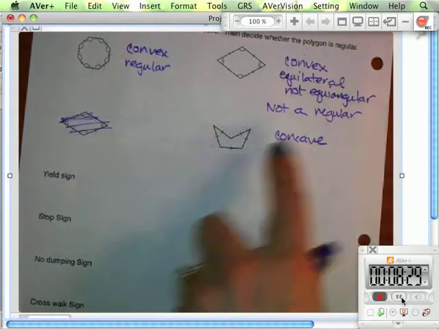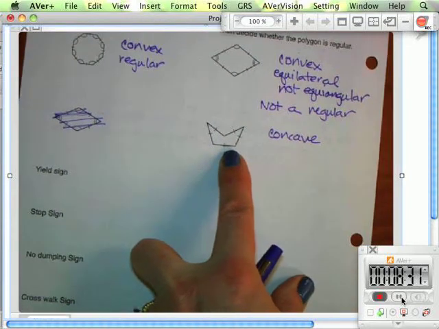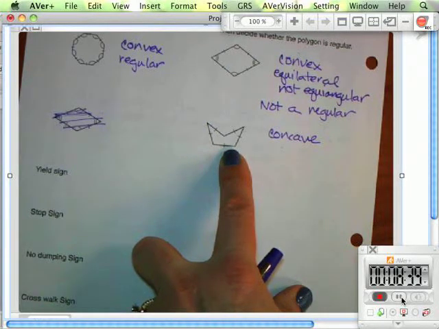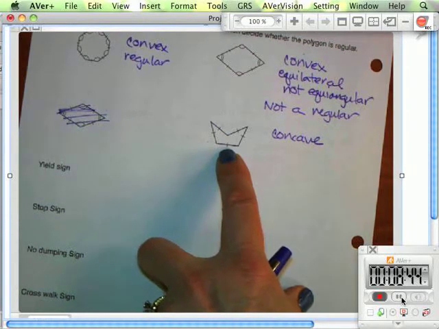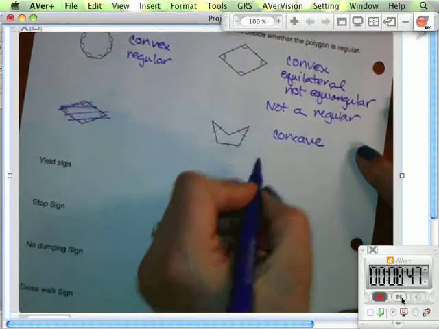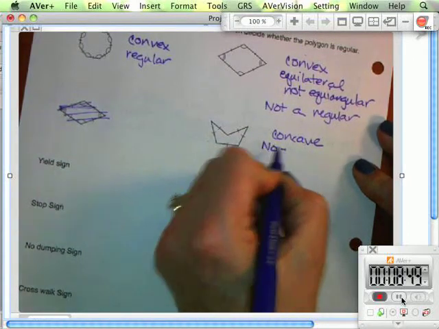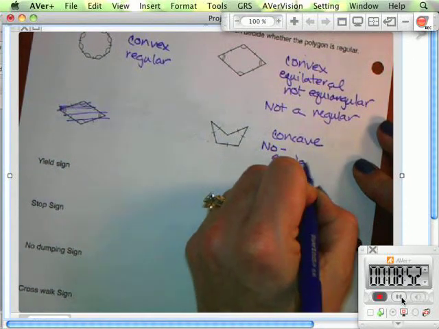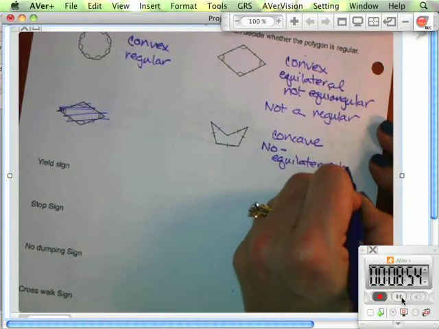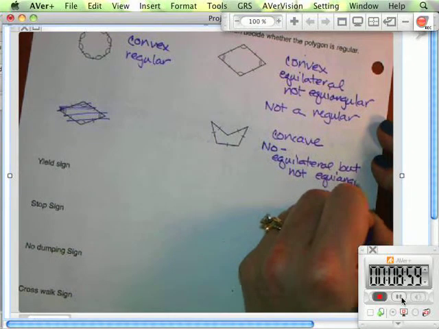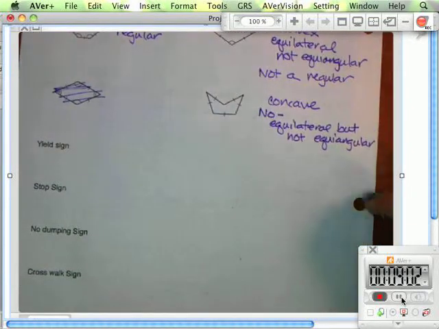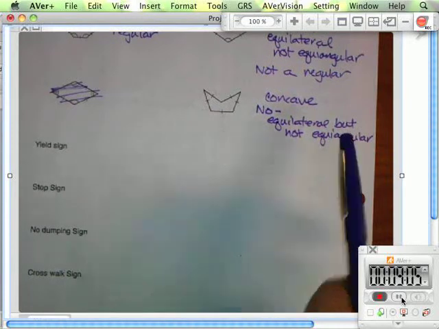Yeah, it's concave. Would you say this is a regular polygon or not? Why not? Okay, the sides are equal, but it's not what? Right. It's equilateral, but not equiangular. Okay? This is what you need to write for those few questions in your homework. I want you to use those words.